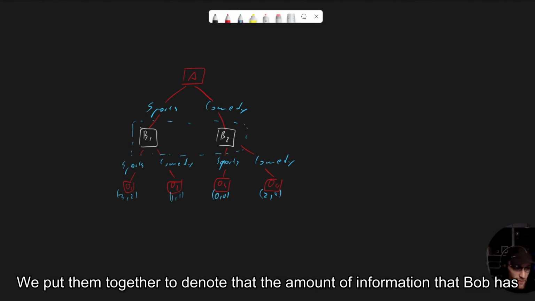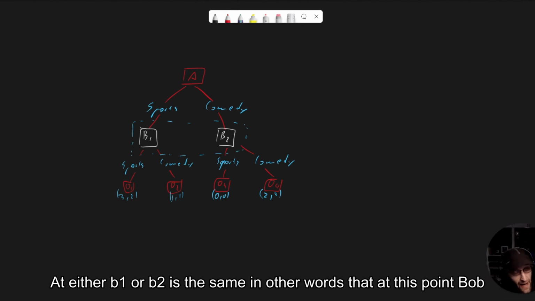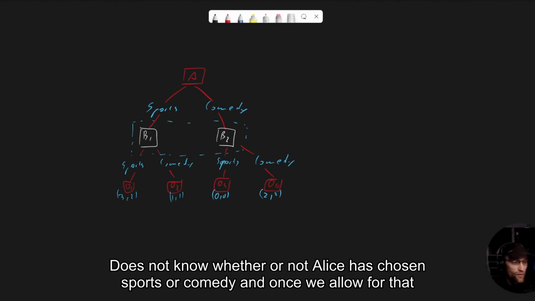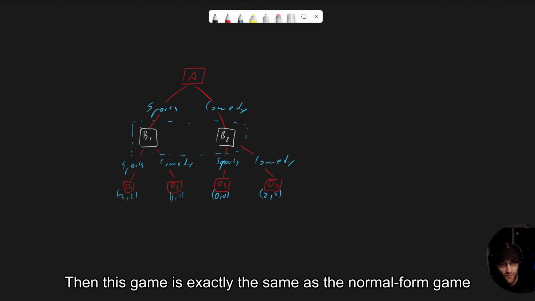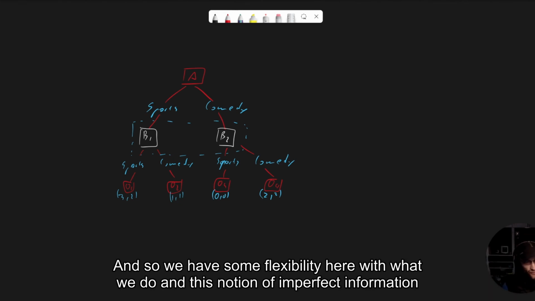We put them together to denote that the amount of information that Bob has at either B1 or B2 is the same. In other words, at this point, Bob does not know whether Alice has chosen sports or comedy. And once we allow for that, this game is exactly the same as the normal form game. And so we have some flexibility here with what we do.